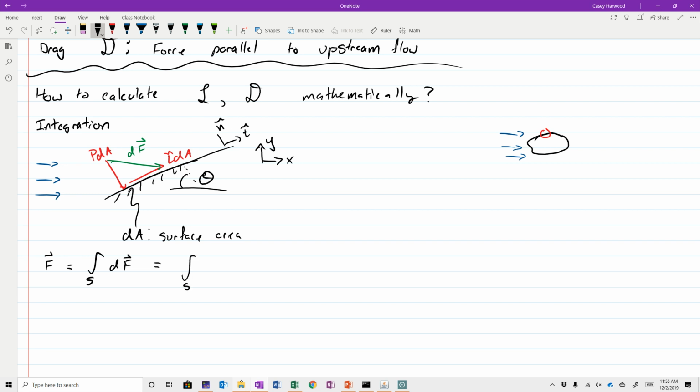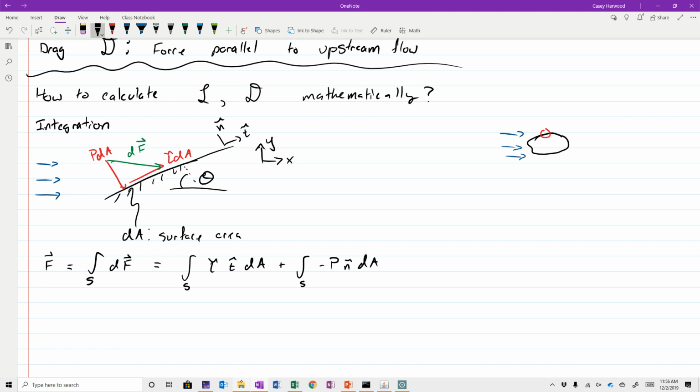This can be written as the integral over S of tau dA plus the integral over S of negative P n dA. So all this is saying is that the total force is the integral of the shear stress acting tangentially, and separately, splitting out the component of the force acting normal to the surface, writing that as negative P times that normal vector, again, times the small elemental surface area dA.